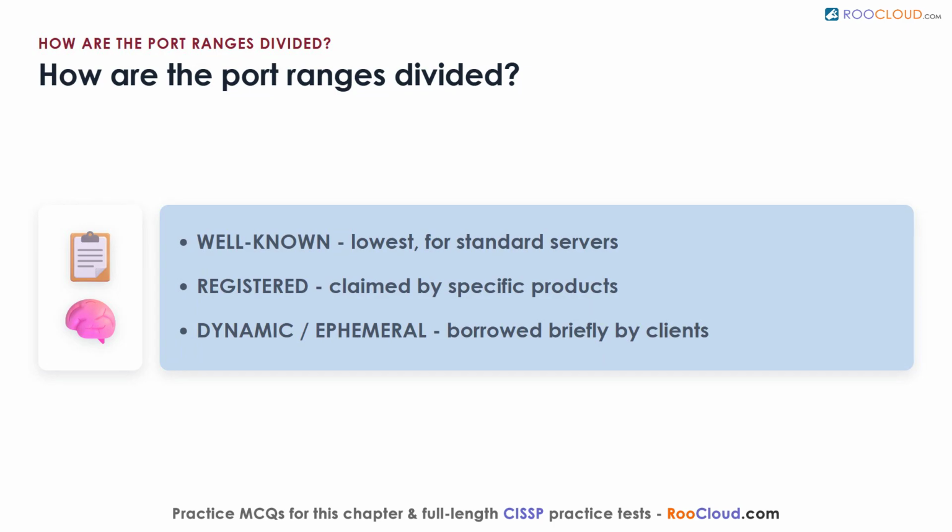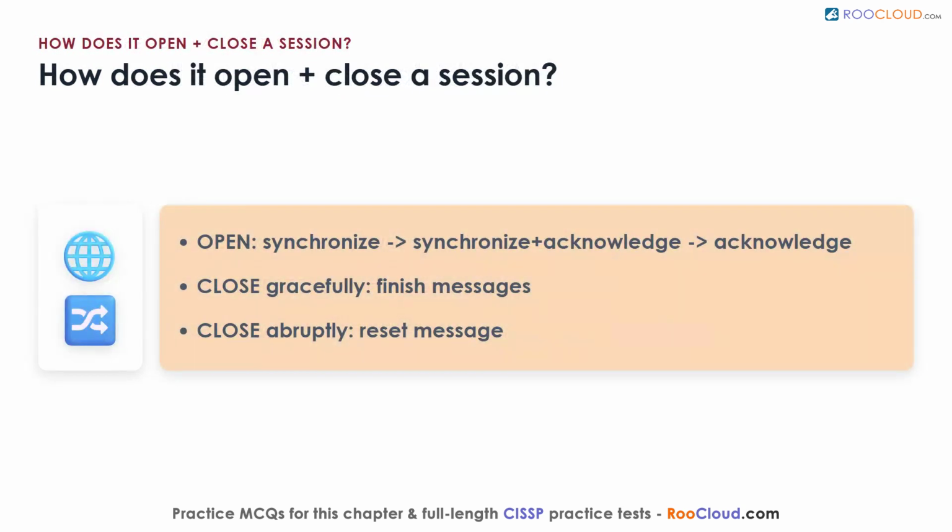The top block are the dynamic or ephemeral ports, borrowed briefly and often at random by clients as their source port for a single conversation. Picture reserved parking near the entrance, assigned company spots in the middle, and open visitor spaces at the far end of the lot. How does the reliable protocol open and close a session?